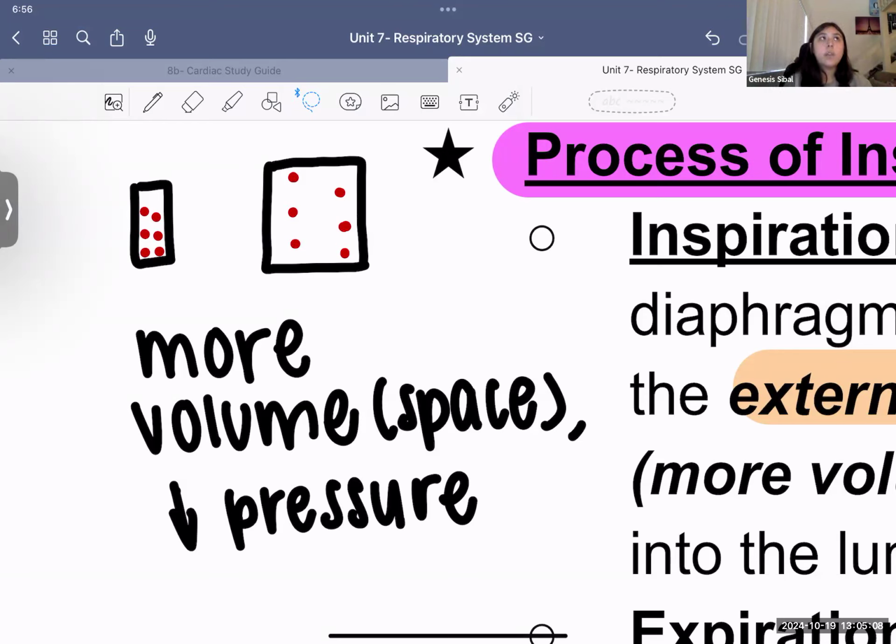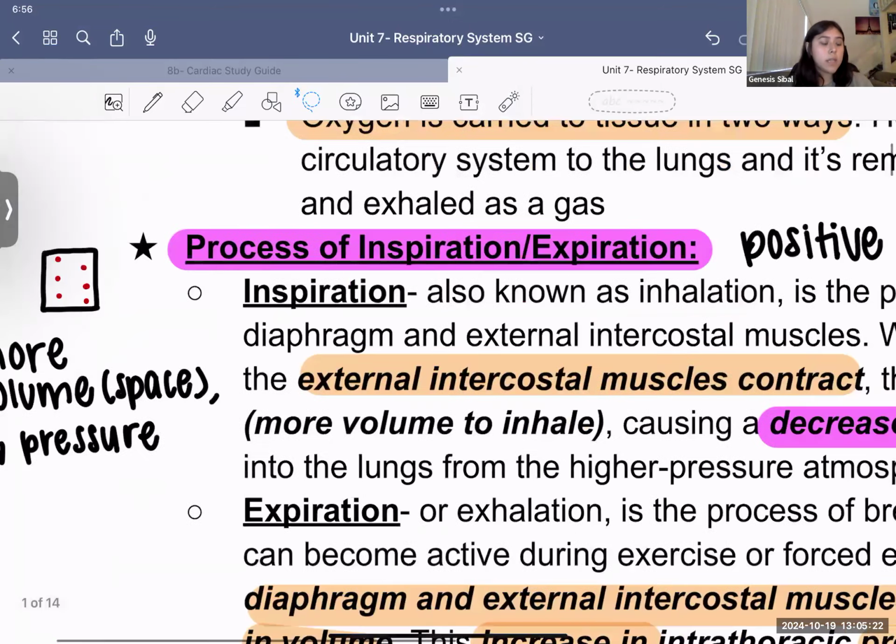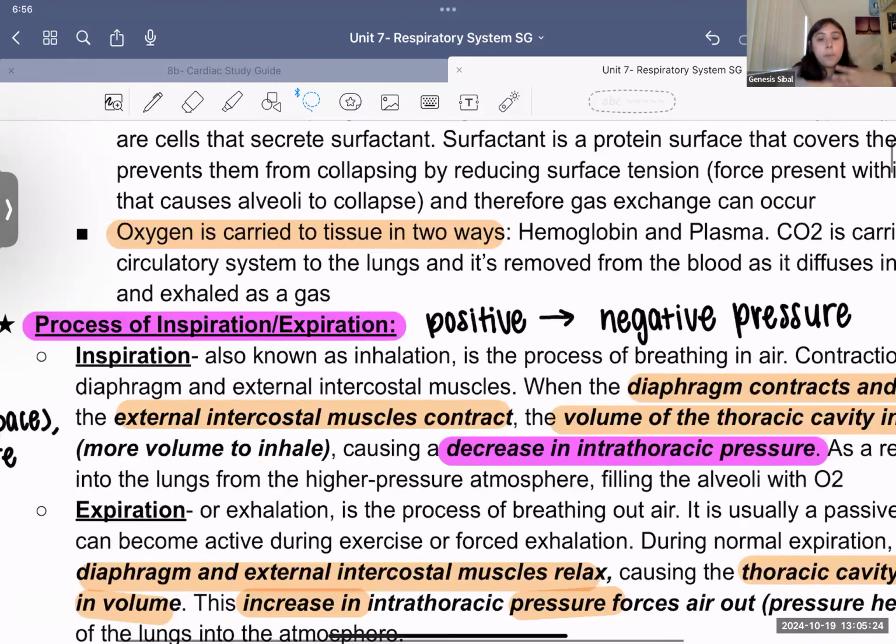And so think about it with your vessels. When you're having vasodilation, you're having a decrease in blood pressure because it's bigger. Whereas when you're having vasoconstriction, your vessels are tiny, so the blood pressure is going to be higher because it's so tiny. So it's the same thing with inspiration. If you have bigger volume in your cavity, you're going to have a decrease in that pressure. And so remember that gas is being exchanged from a positive to a negative pressure.